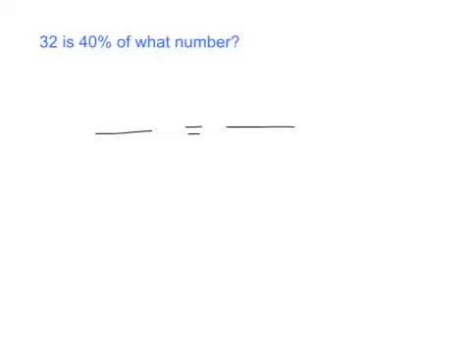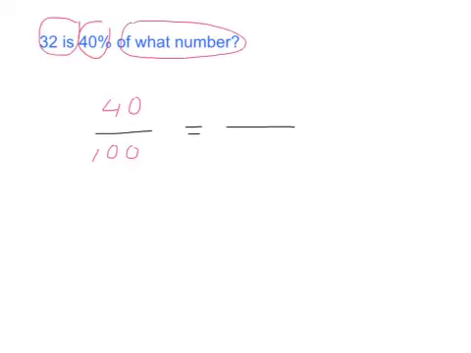Here's another example of a problem. 32 is 40% of what number? Again, I'm going to use keywords. 40% is obviously my percent. 40 percent always goes over 100. My other two keywords are "is" and "of". 32 is, 32 goes on the top, of what number? That must be my variable on the bottom.